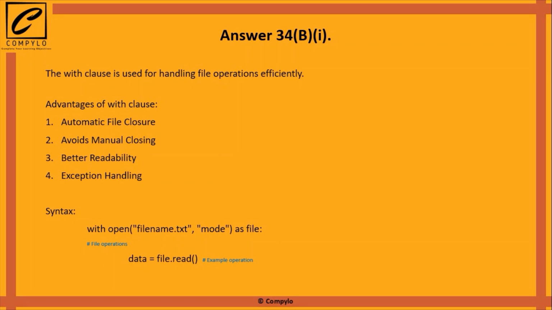The advantages of with clause are: first is automatic file closure. With clause ensures that the file is closed properly after operations, even if an error occurs. Second advantage is it avoids manual closing. Basically, we do not need to explicitly call file.close. The third advantage is better readability. The code becomes cleaner and more readable. And fourth is exception handling. Basically, it prevents file corruption by handling exceptions gracefully.